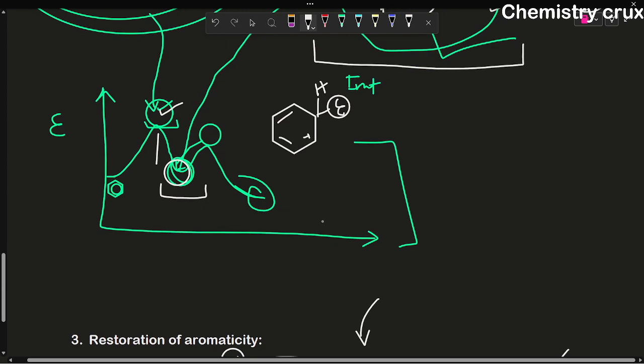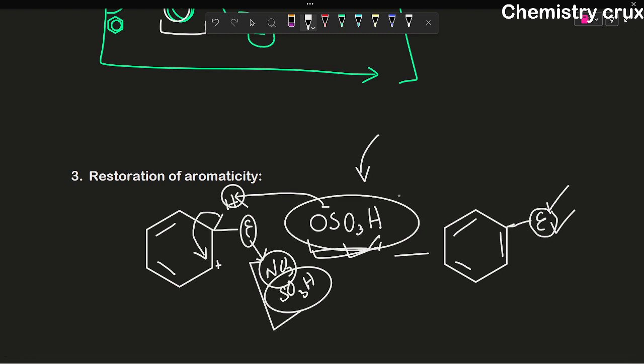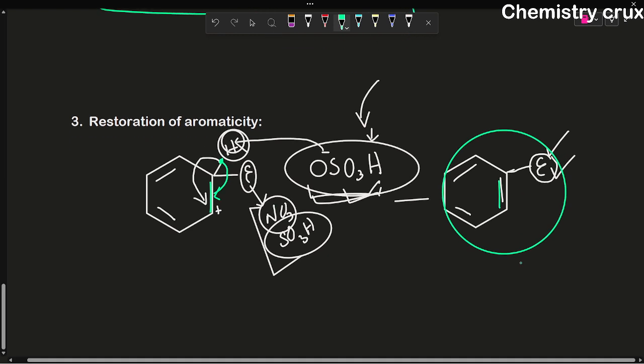After this step, the base that is generated in the first step, the electrophile generation step, where the base is simultaneously generated, comes in and extracts this proton. As a result, this electron is given back to this carbon, and again a double bond is restored here. So this is the final product that we have.